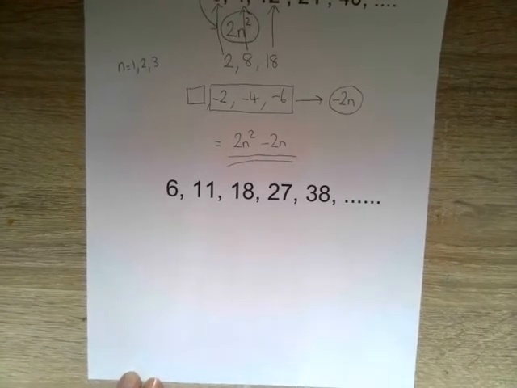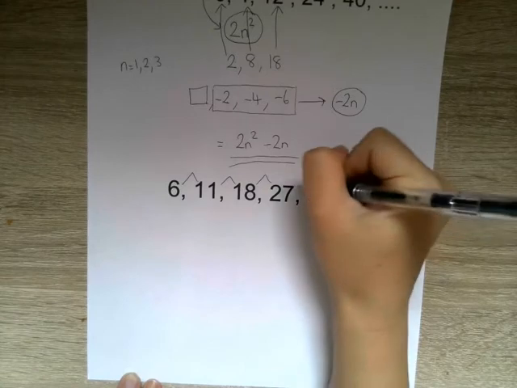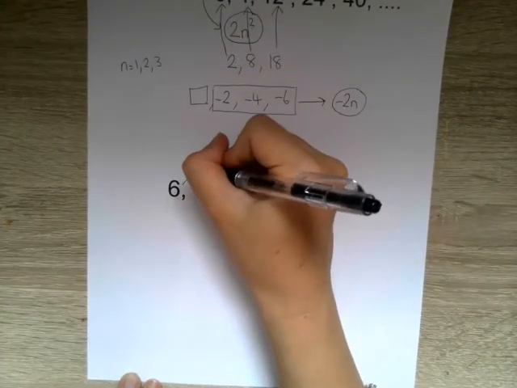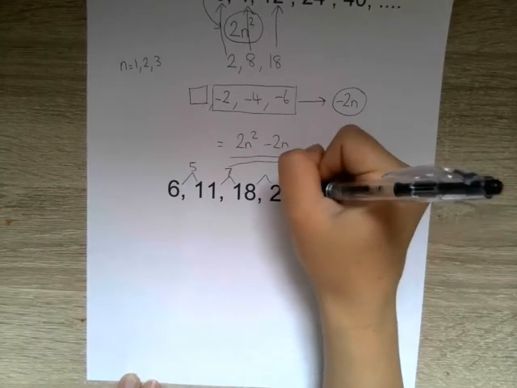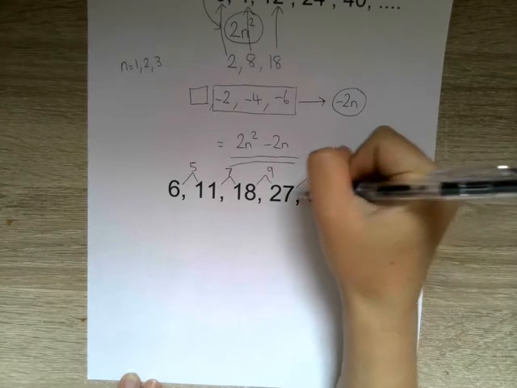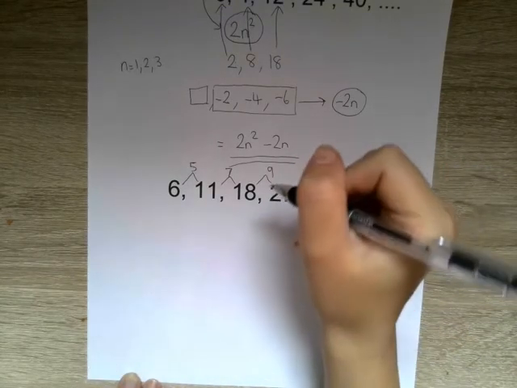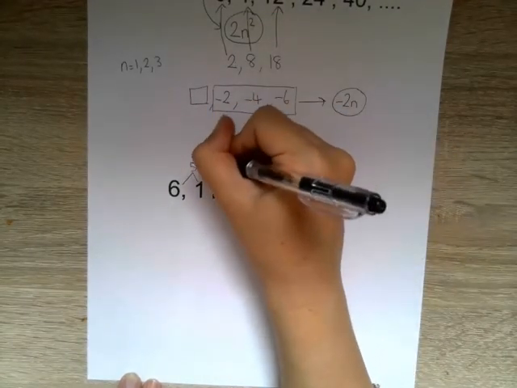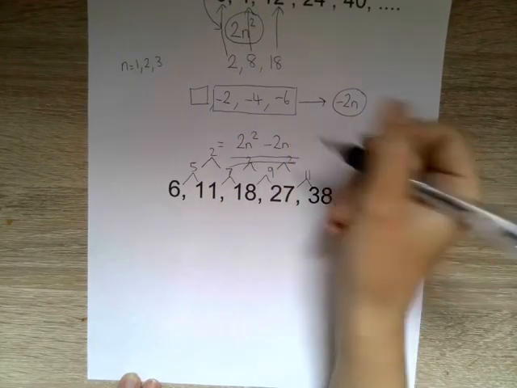So this one, again, we're going to look at the differences between them, and that will tell us whether it's going to be linear or quadratic. So 6 to 11 is a difference of 5. 11 to 18 is a difference of 7. 18 to 27 is a difference of 9. 27 to 38 is a difference of 11. So straight away I know it's not linear because it's not going up by the same amount each time, it's changing. So I need to work out second differences, which is 2, 2, 2.